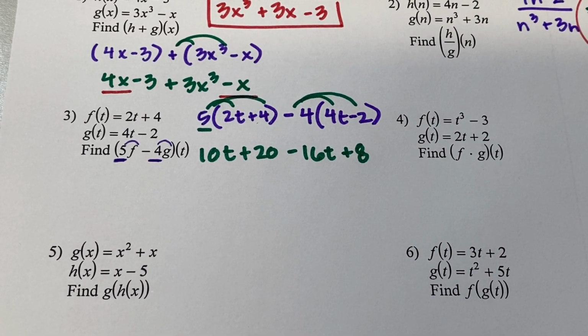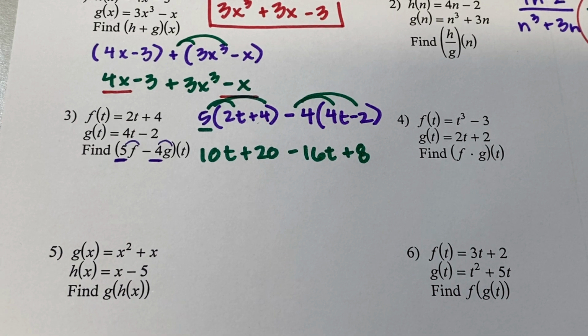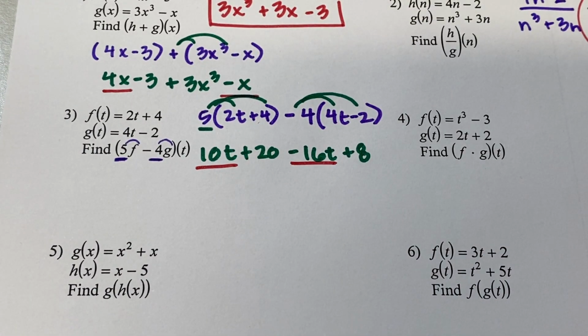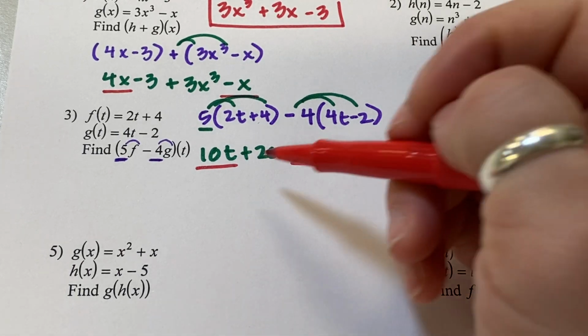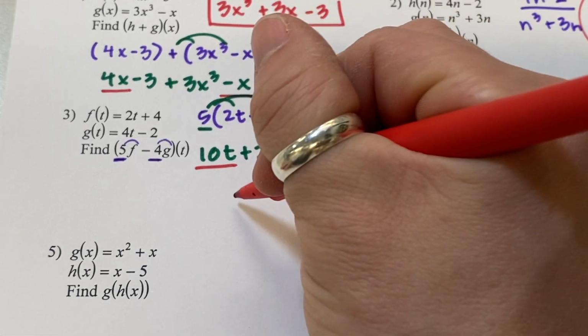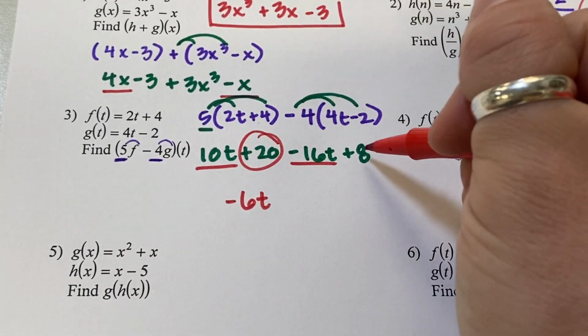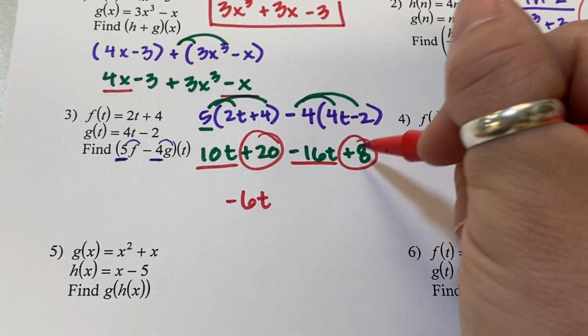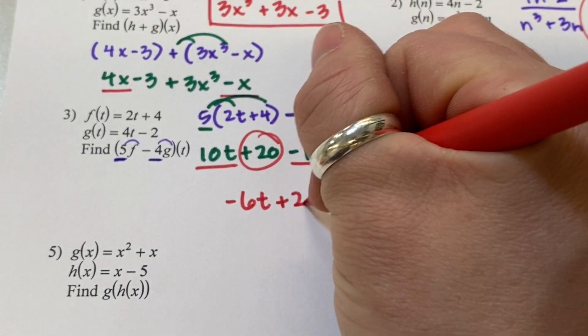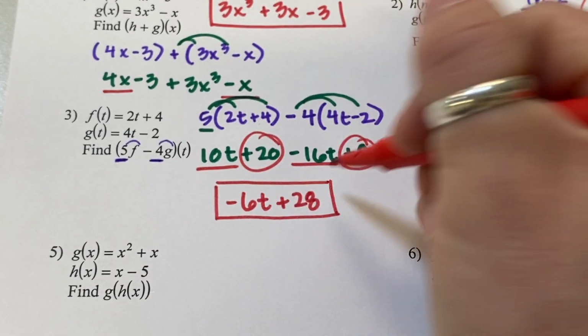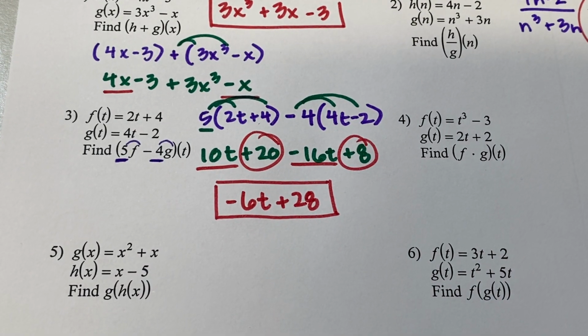And again, now it just becomes a matter of combining like terms. So I can combine 10t with -16t. Well, 10 minus 16 is going to give me -6t. And then I can combine my 20 with my 8. 20 plus 8 gives me a positive 28. And there we go.